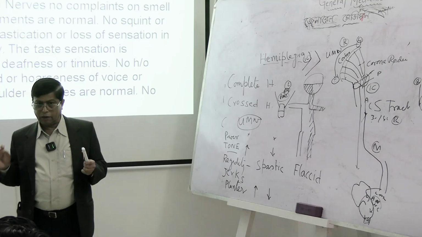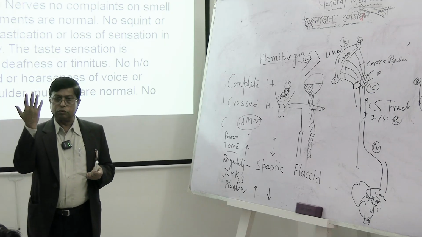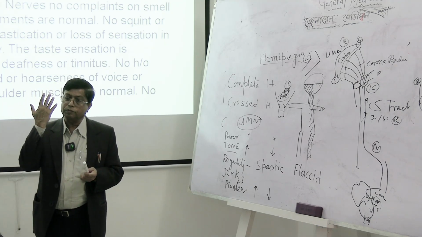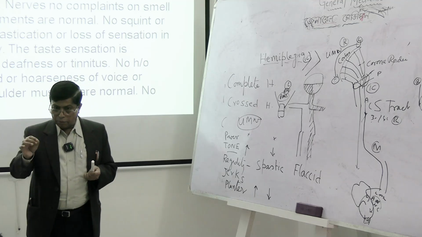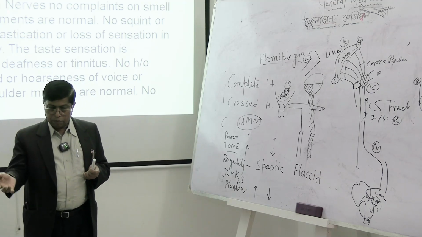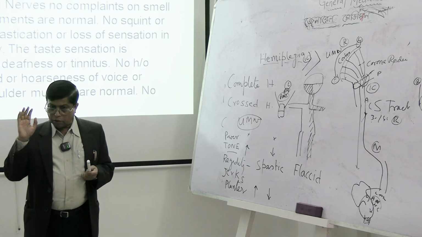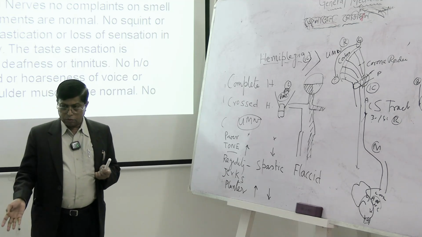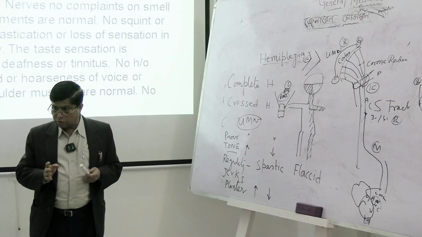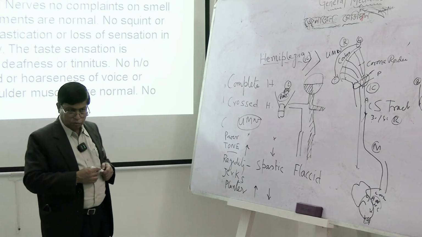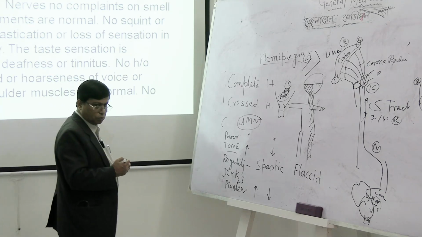Plantar will be extensor, because the lesion is above S2. Lesion at the level of S2, plantar may be equivocal, maybe flexor, whatever. But any lesion above the level of S2, plantar will be extensor. This is because it is spastic paralysis.